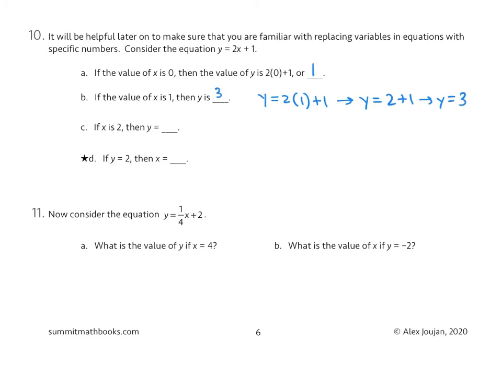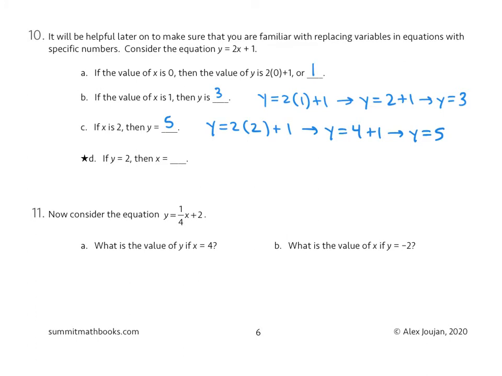Part C. If x is 2, then y equals, now we're going to write the equation, y equals 2x plus 1, but we will replace x with 2. 2 times 2 is 4, so y equals 4 plus 1. 4 plus 1 is 5. So y equals 5.